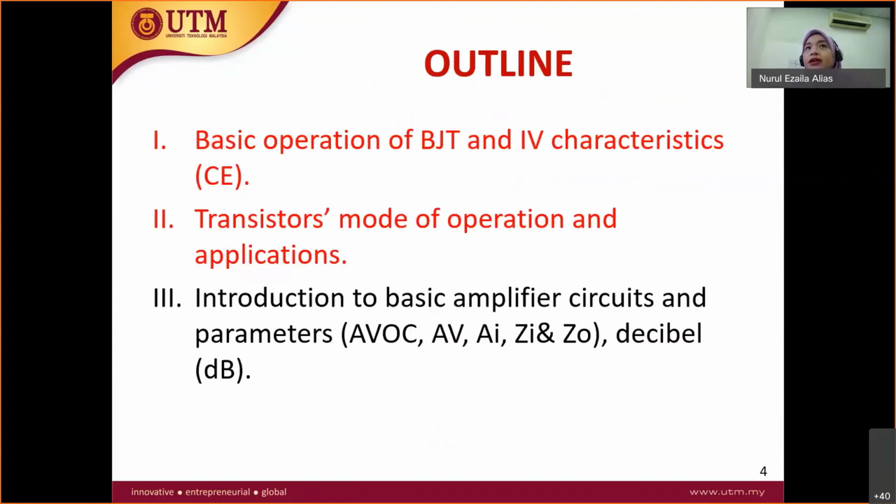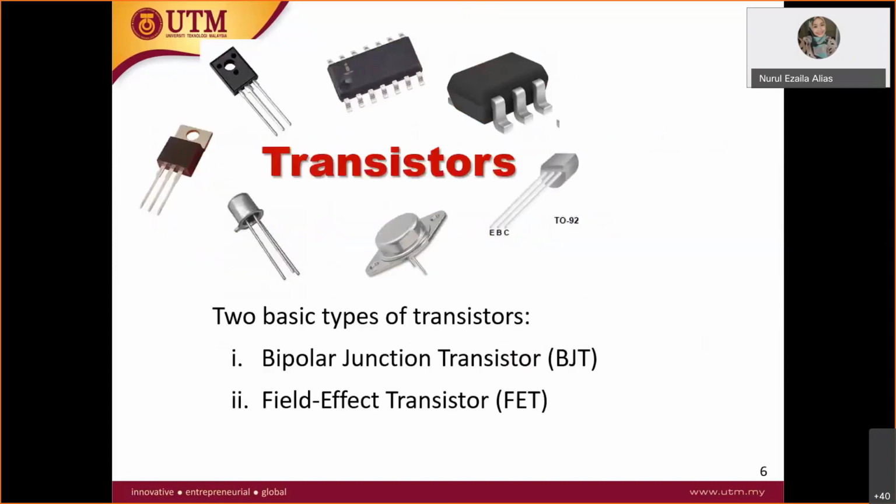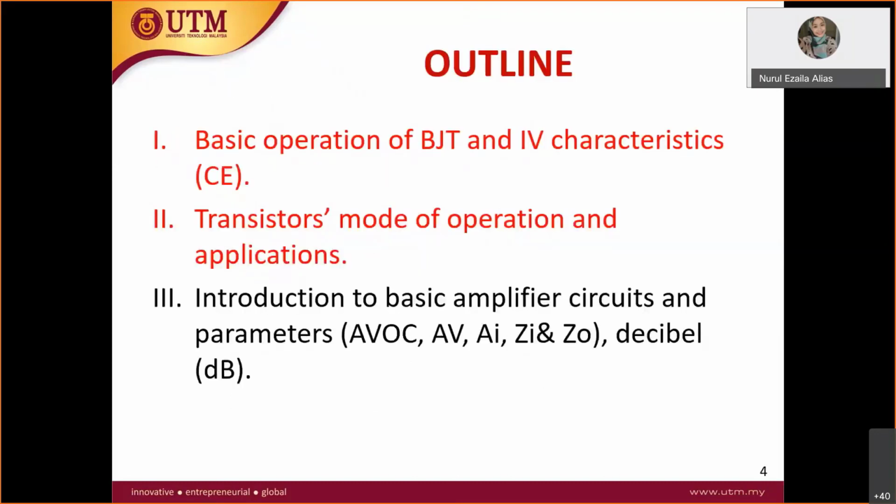There are three configurations of BJT. The BJT itself has three terminals: it has base, it has collector, and it has emitter. So this is how it looks for the BJT. So this is your BJT.